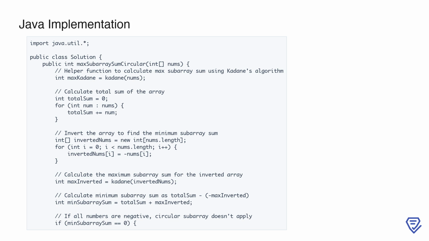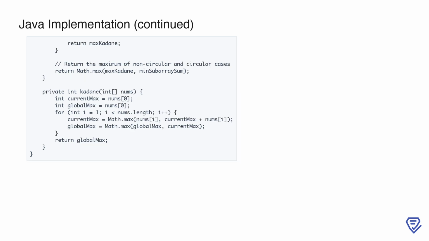However, we need to handle a special case where all numbers are negative. In such cases, the circular subarray scenario would not apply, so we check if min_subarray_sum equals 0. If the condition is met where all numbers are negative, we simply return maxKadane, which represents the maximum subarray sum for the non-circular case.